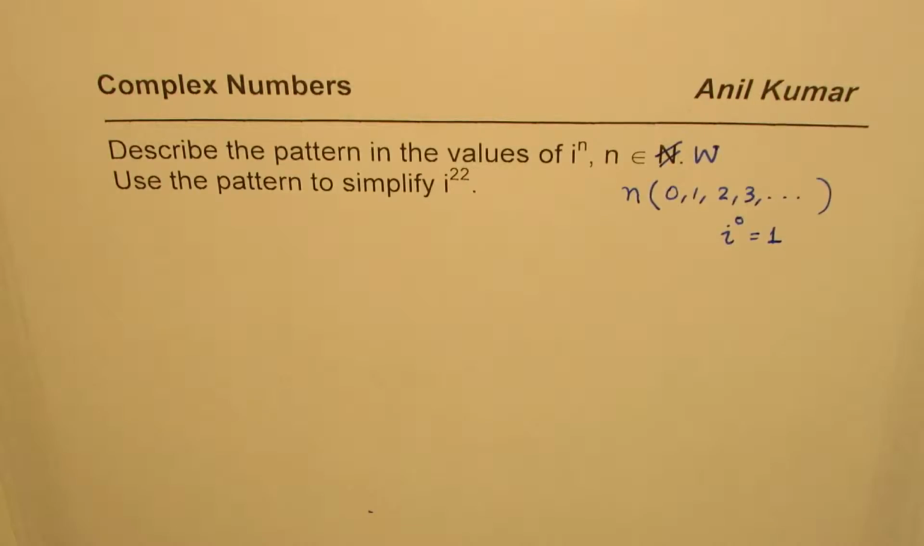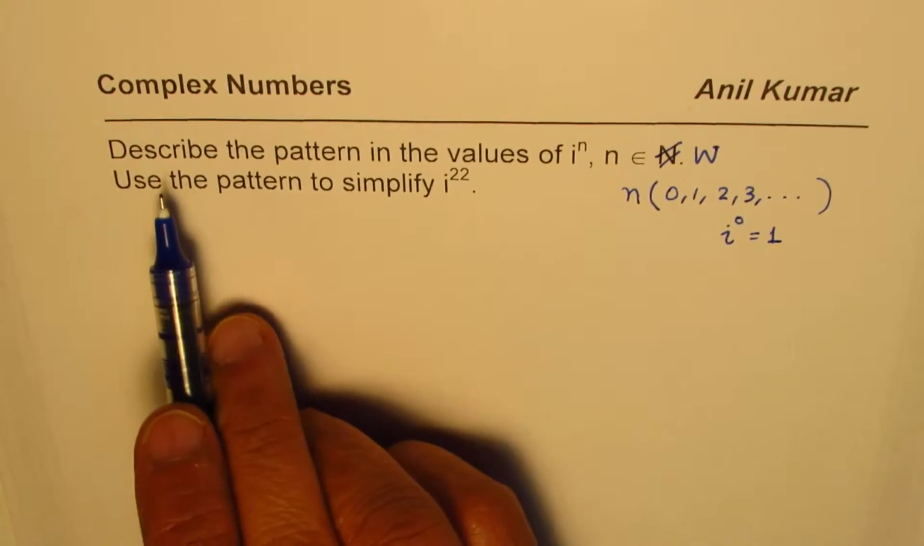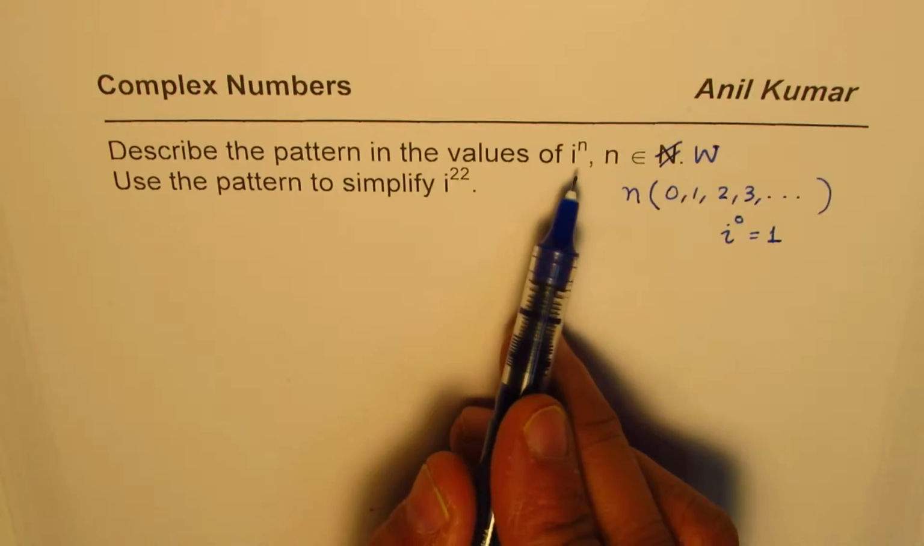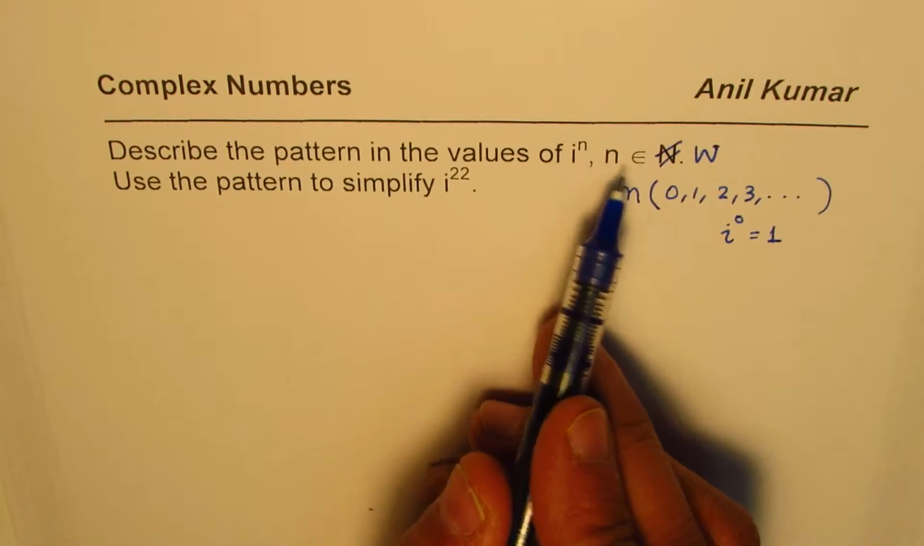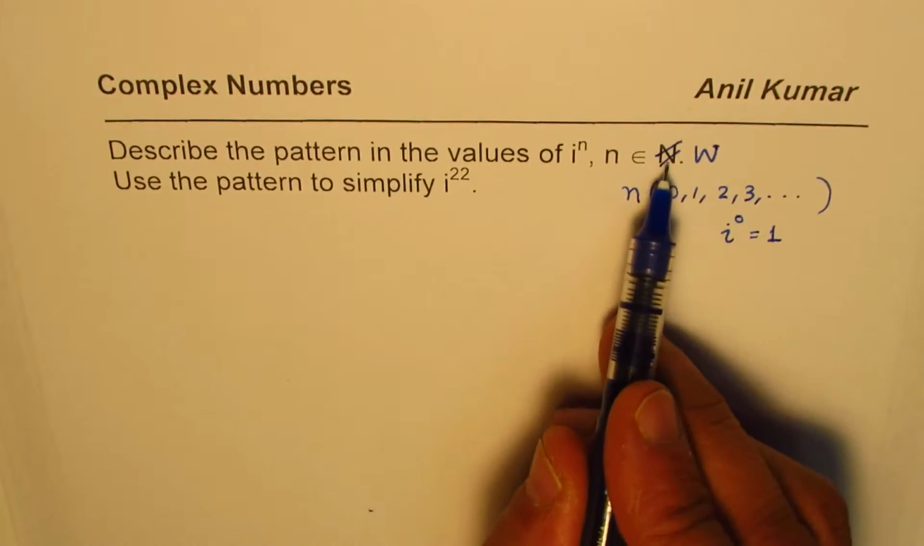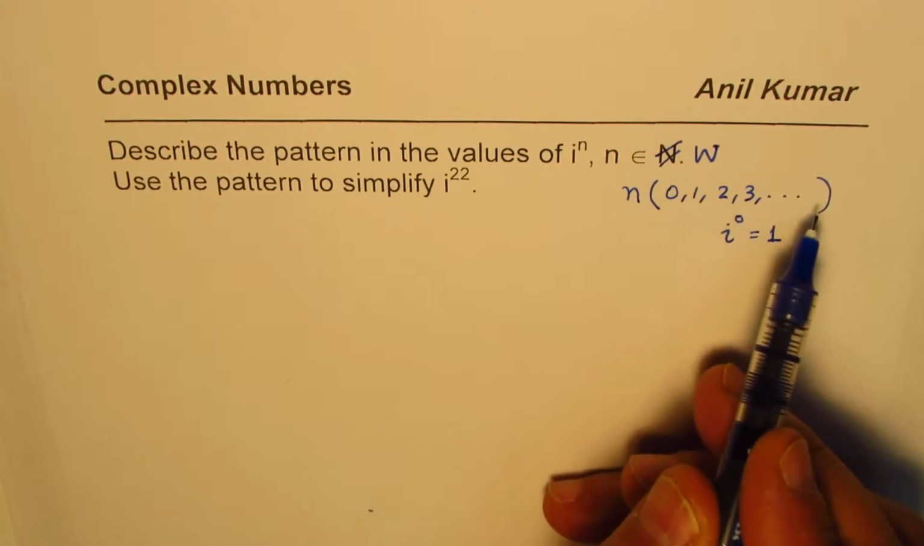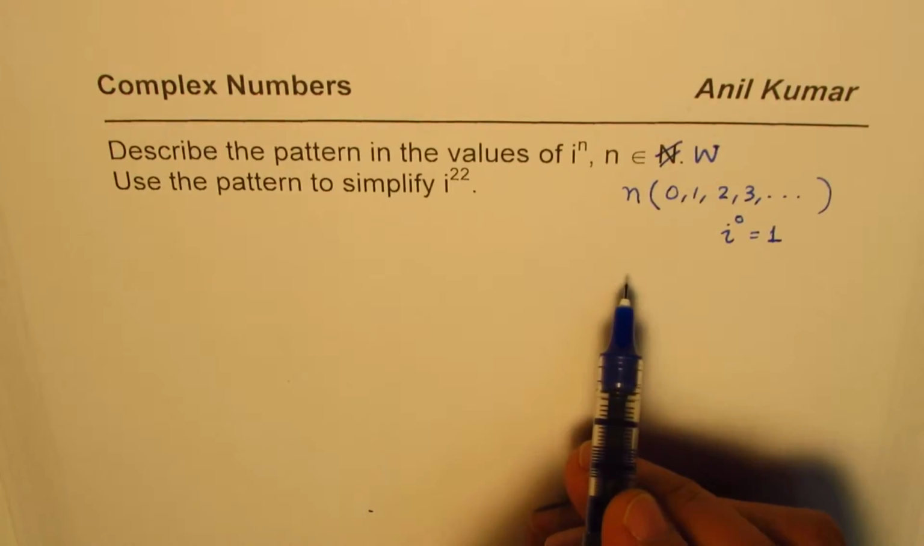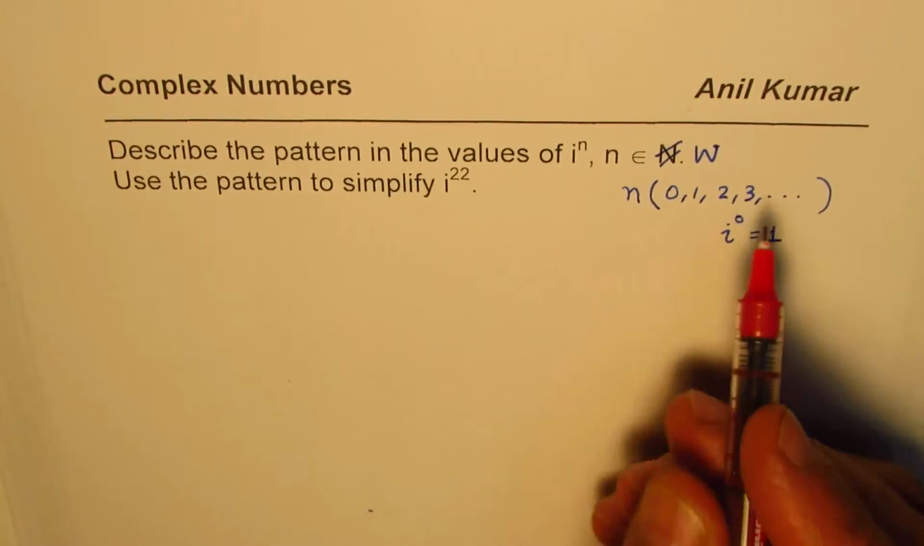Okay, so now let's continue. It says describe the pattern in the values of i to the power of n where n belongs to whole numbers. That means we are including 0. If I say natural numbers, we start with 1, 2, 3, 4. We could have done that also. Anyway, let's see what the pattern is.